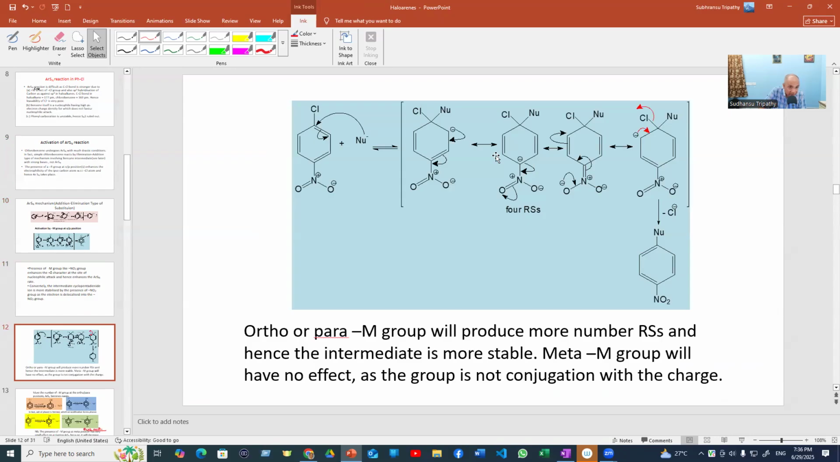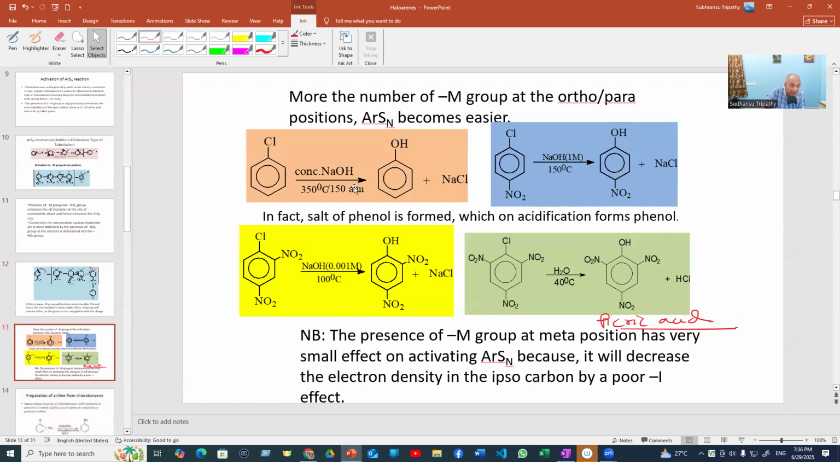And here is the mechanism. The arenide ion has more number of resonance structures, and then I have already explained this. And see, at 350 degree Celsius, 150 concentrated NaOH, you get phenol, but ARSN doesn't happen here. It is benzyne substitution.